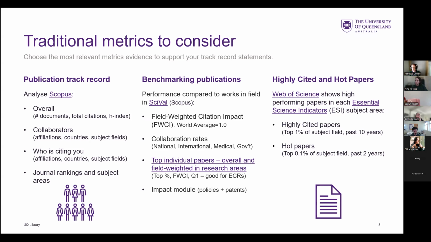Then we also have the ability to look at benchmarking metrics, so how your performance compares to works in the field. This is where we can really nut down how you're actually performing compared to other publications in similar subject areas, of similar age and of the same document type. So we have this metric called the field-weighted citation impact, for which the world average is 1. If you're above 1, it means that your paper is performing above world average. We can look at this also for a group of papers, so all of your papers that have been published. The collaboration rate, so we can look at different types of collaboration: national, international, government, medical, your top papers.